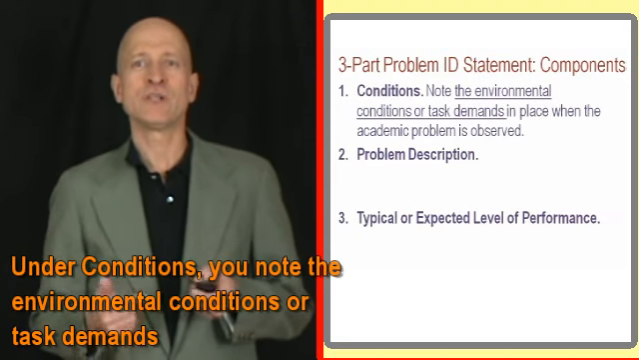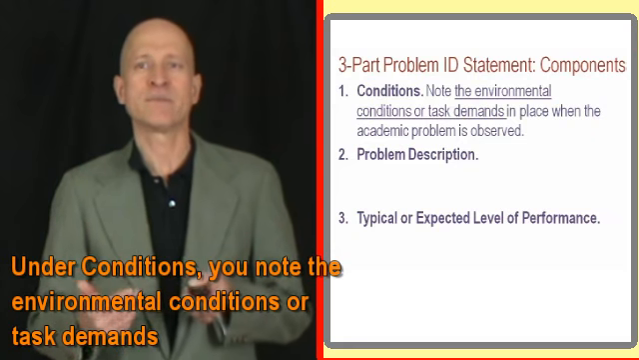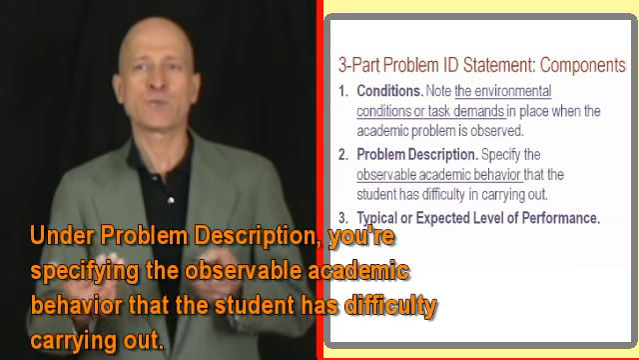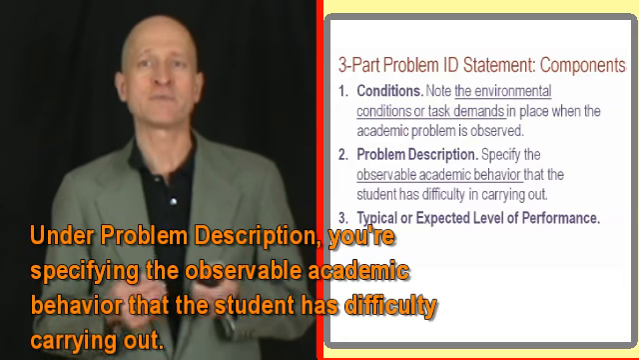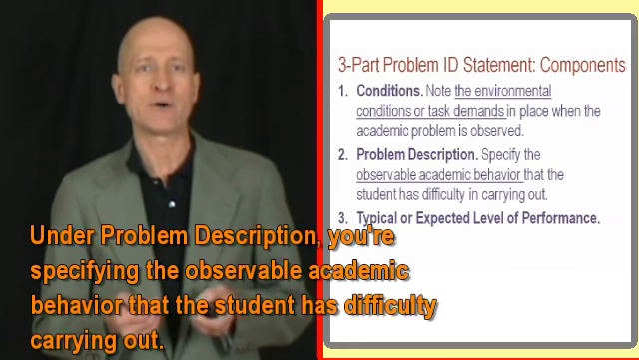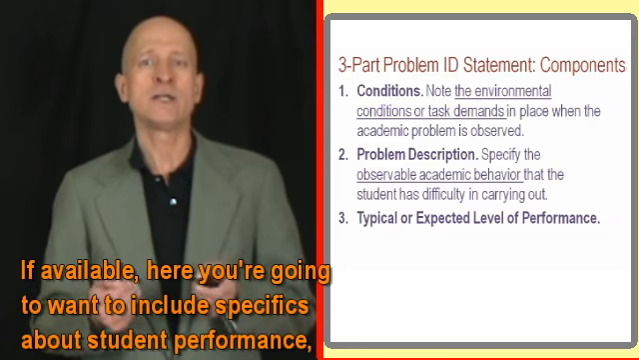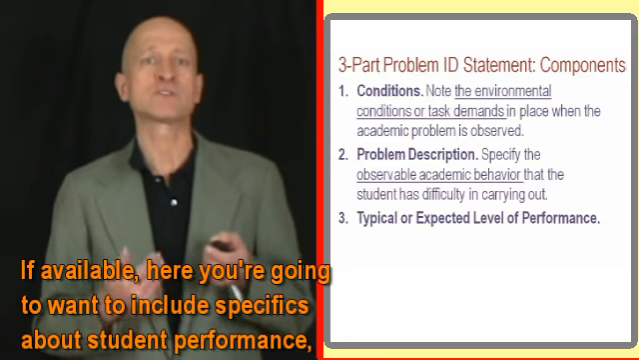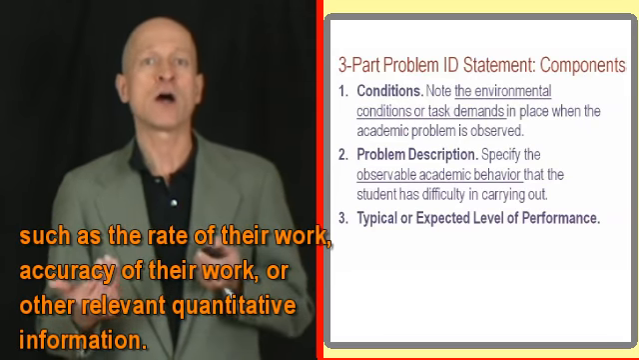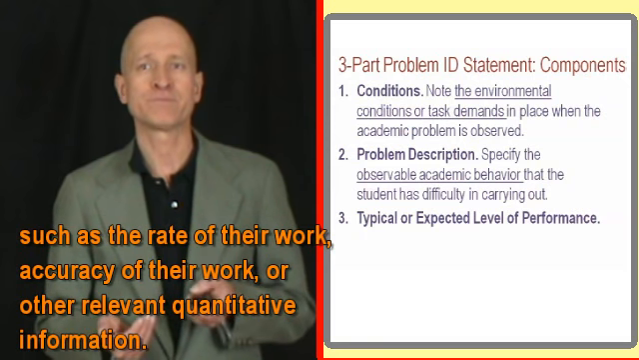Under conditions, you note the environmental conditions or task demands in place when that academic problem is observed. Under problem description, you're specifying the observable academic behavior that the student has difficulty carrying out. If available here, you're going to want to include specifics about student performance, such as the rate of their work, accuracy of their work, or other relevant quantitative information.